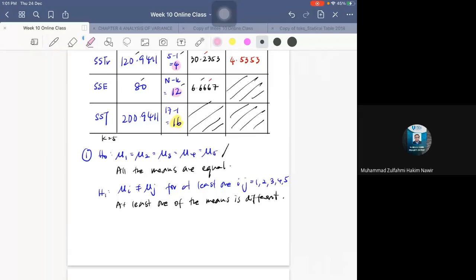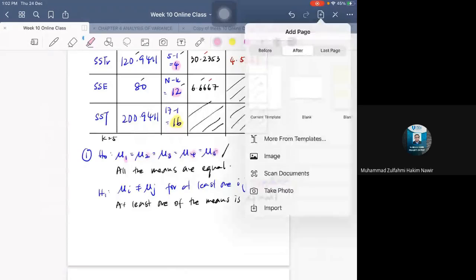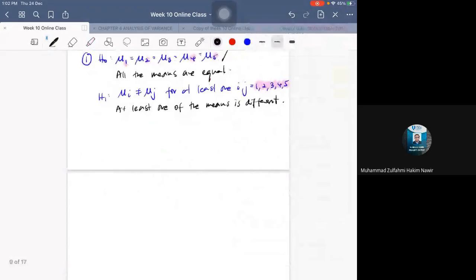If there are 5 categories, there should be all 5 means altogether: 1, 2, 3, 4, and 5. So for this case also, when you write at least one ij, it should be from 1 until 5. If you write it in terms of symbols, be careful. The number of k should be the right value. So that is going to be in terms of the hypothesis. And then I'm going to move on to step number 2.